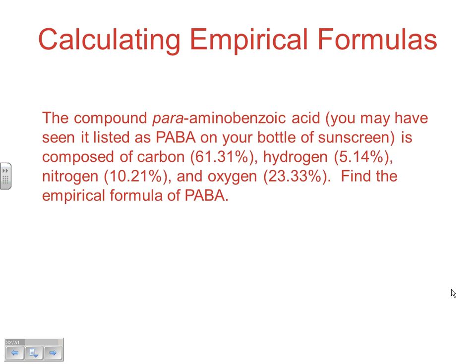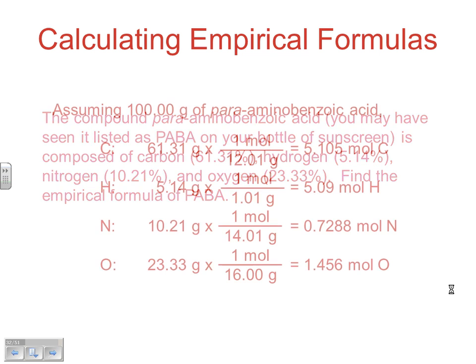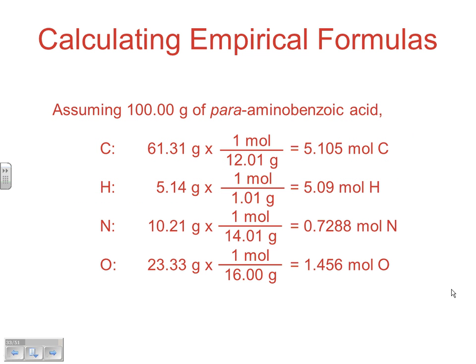So let's say that you've got PABA, and the percent composition of PABA is 61.31% carbon, 5.14% hydrogen, 10.21% nitrogen, and 23.33% oxygen. What's the empirical formula then of PABA? We've got that information. We should be able to go through the conversions. Remember, first we want to get to mass. That would be a molar mass conversion problem.